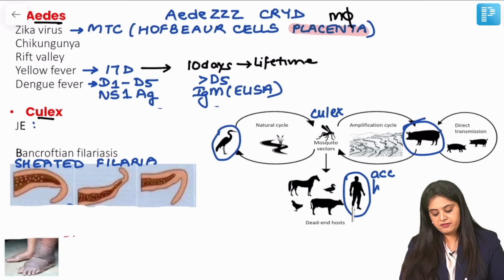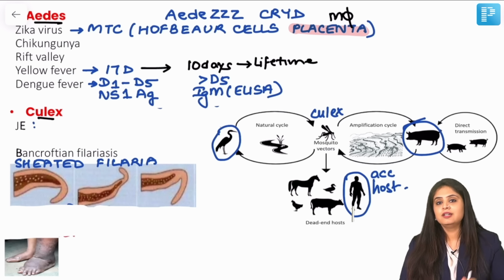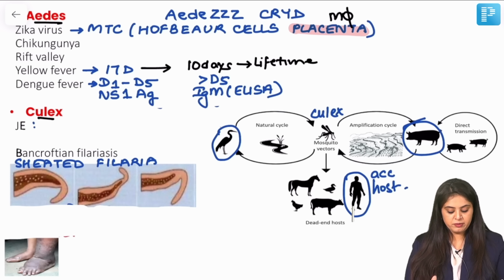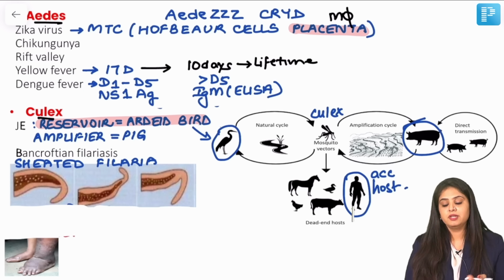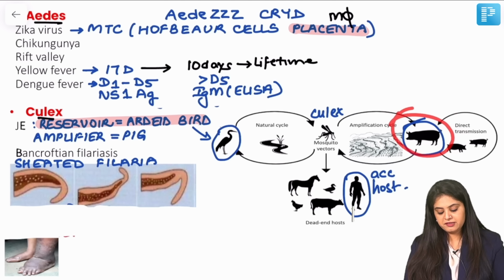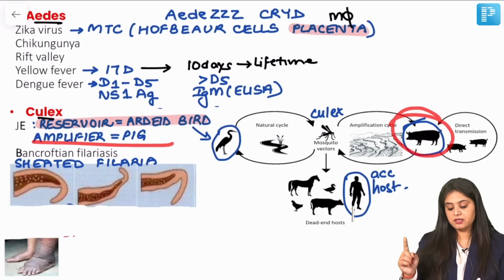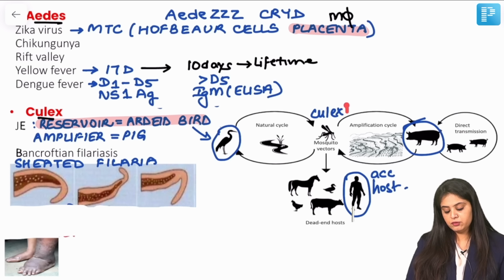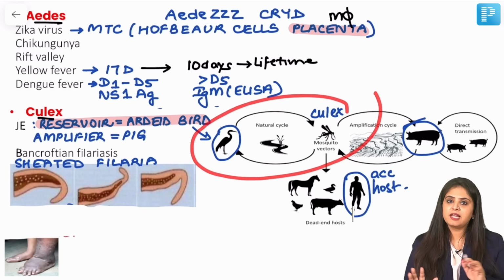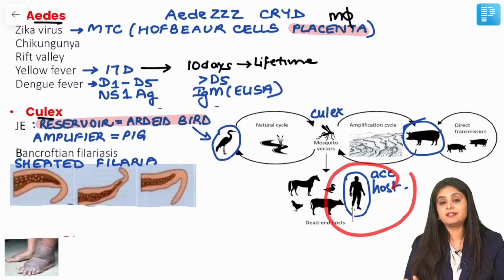We are like the accidental host, not in the main cycle. The main cycle is between this bird and the pig. Remember, the bird over here is actually the ardeid bird, which is the main reservoir. The pig over here that I see is actually the amplifier. So if the cycle is going on between the mosquito and the pig, the virus is getting amplified. If it is going on between the mosquito and the bird, that is a natural cycle. If it comes to us, that is accidental.